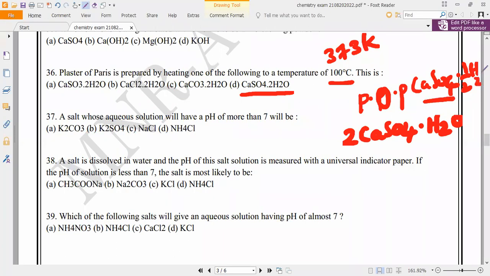We are not supposed to write in the form of half and all, because here it can be written as a formula, no issues. So, 2 CaSO4 molecules are sharing how many molecules of water? 1 molecule of water. That is why we have one molecule of water: 2CaSO4 dot H2O. Is it okay, guys? Yes, sir. That is the 35th question.